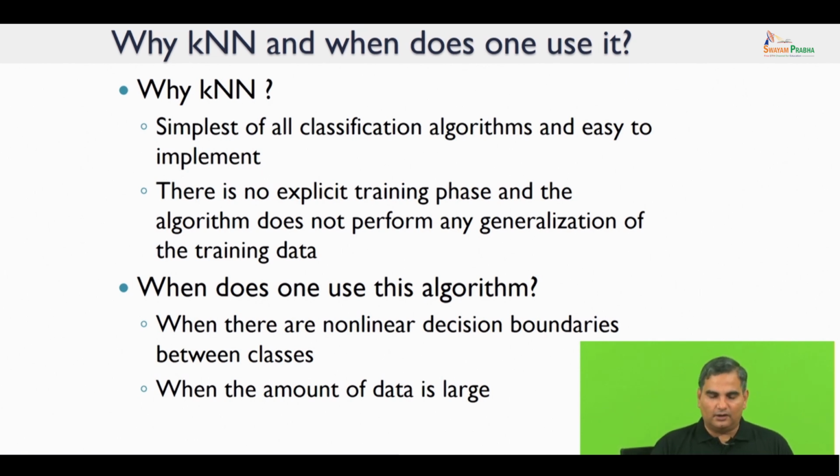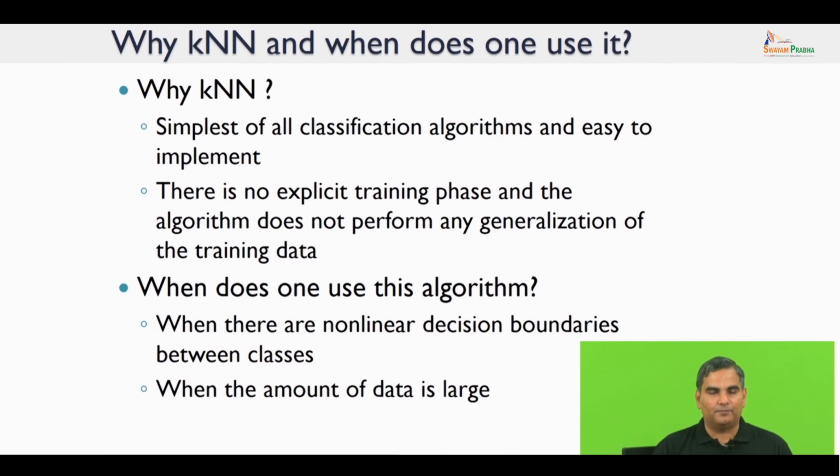And when does one use this algorithm? This is a simple algorithm when there are complicated nonlinear decision boundaries. This algorithm actually works surprisingly well, and when you have a large amount of data and the training phase can be bogged down by a large amount of data in terms of an optimization algorithm and so on, then you can use this. However, a caveat is you will see as we describe this algorithm, when you have more and more data, the classification of nearest neighbor itself will become complicated.